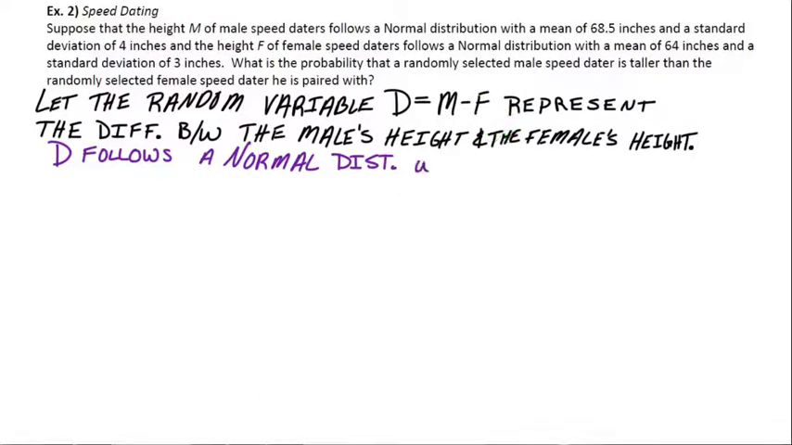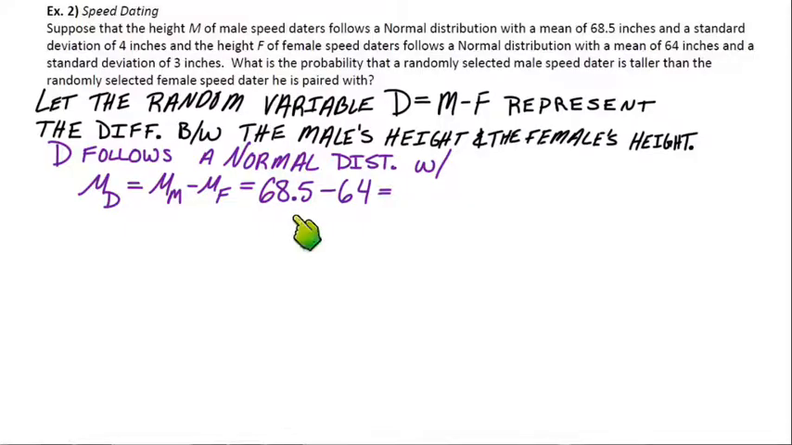Let's take a look at the mean, for example. So the mean for D, the difference, would just be the mean of the males minus the mean of the females. So 68.5 minus 64 is 4.5 inches. We could go the other way, but then we'd have a negative answer. Also, just wait until we get to the probability calculation to find what we're looking for.